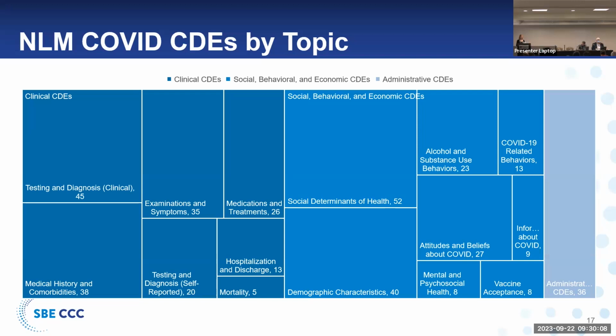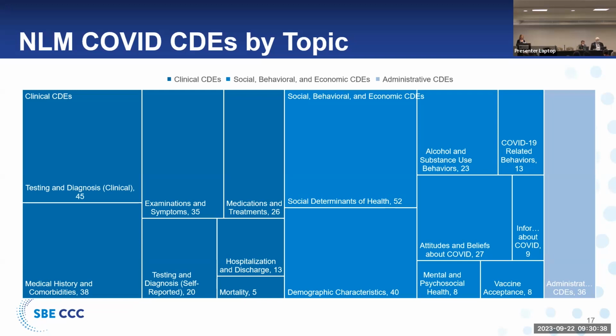Less than half of the CDEs are from social, behavioral, and economic research. So individual demographics make up a big chunk of those. Social determinants of health are a large chunk as well. Some examples of what goes in that category would be things like education level attained, income, employment, including frontline or essential worker status, housing, food insecurity, and access to healthcare. Alcohol and substance use history and behaviors make up another large chunk.